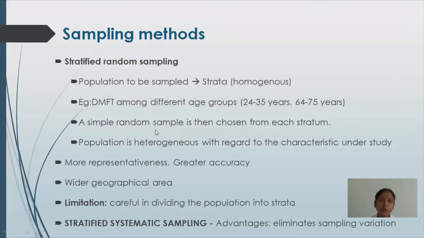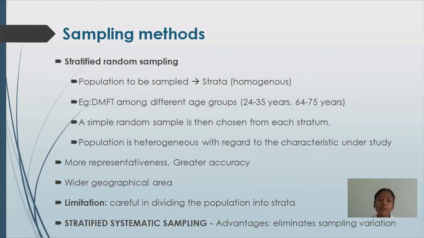So it mainly includes the population to be sampled, that is strata, which is homogeneous in nature. So within the strata, all the sampling units will be homogeneous. For example, if we want to find out about DMFT among different age groups, and we have divided it into two strata, that is 24 to 35 years and 64 to 75 years. So the 24 to 35 years is one stratum, and 64 to 75 years is the other stratum. So within the stratum, the sampling units will be homogeneous.